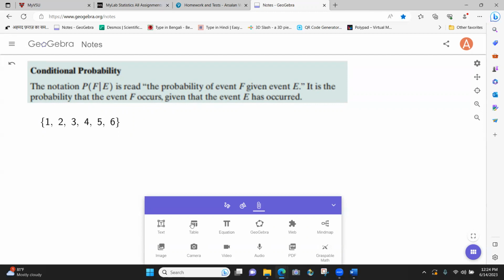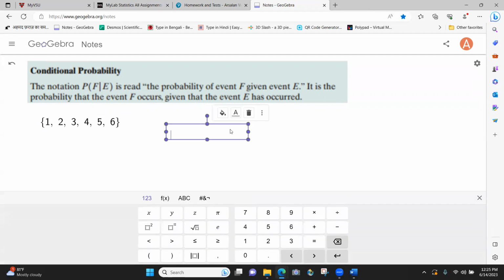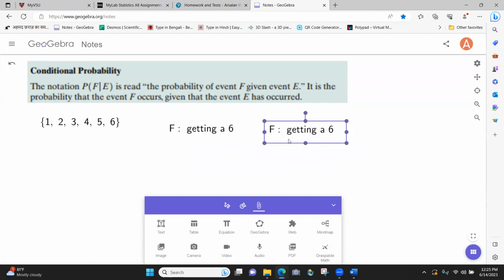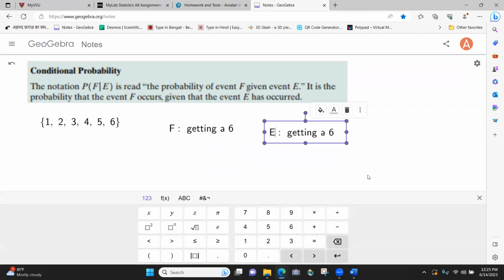But now, let's write it down nicely. My F is going to be getting a six. And E, and you really want to get it, it's not a difficult concept, but students find it difficult, is given that you got an even number.